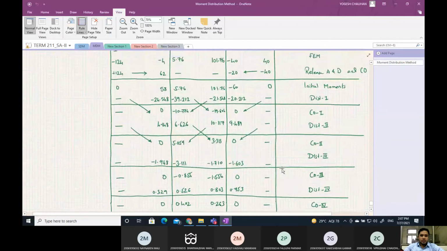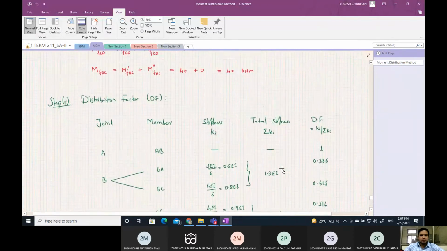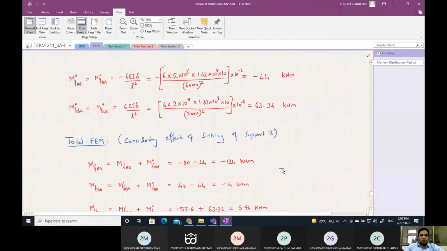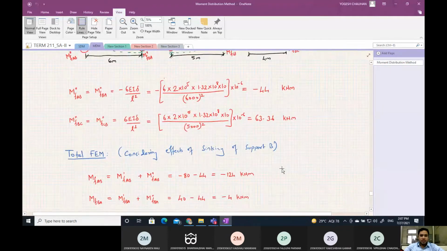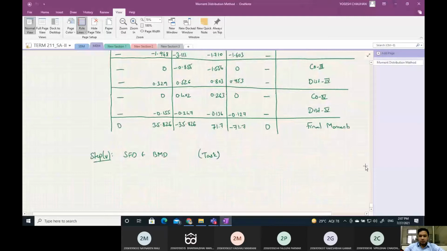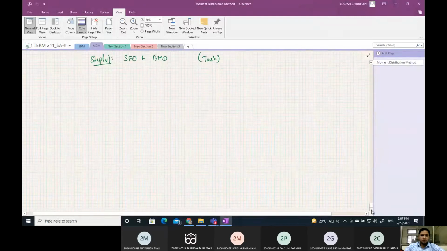So in the previous class, we have solved an example in which we considered the effect of sinking and rotation of the supports. So we discussed how to take into account the secondary effects due to sinking or rotation of supports in moment distribution method. Now today, we'll move to analysis of frames.